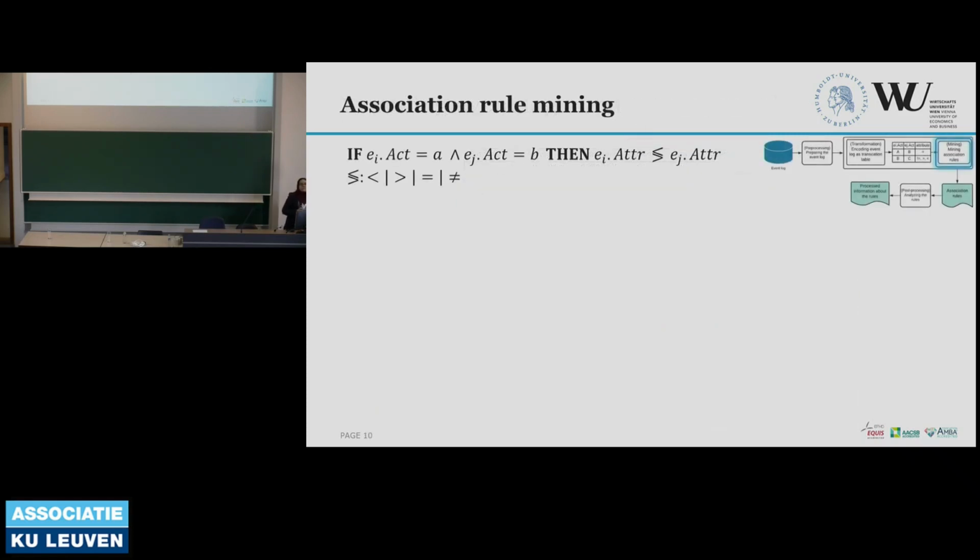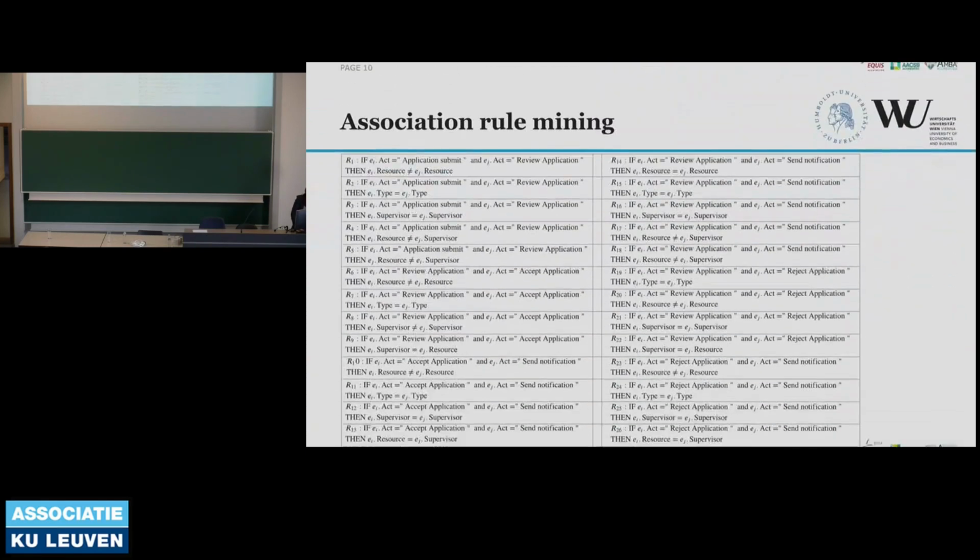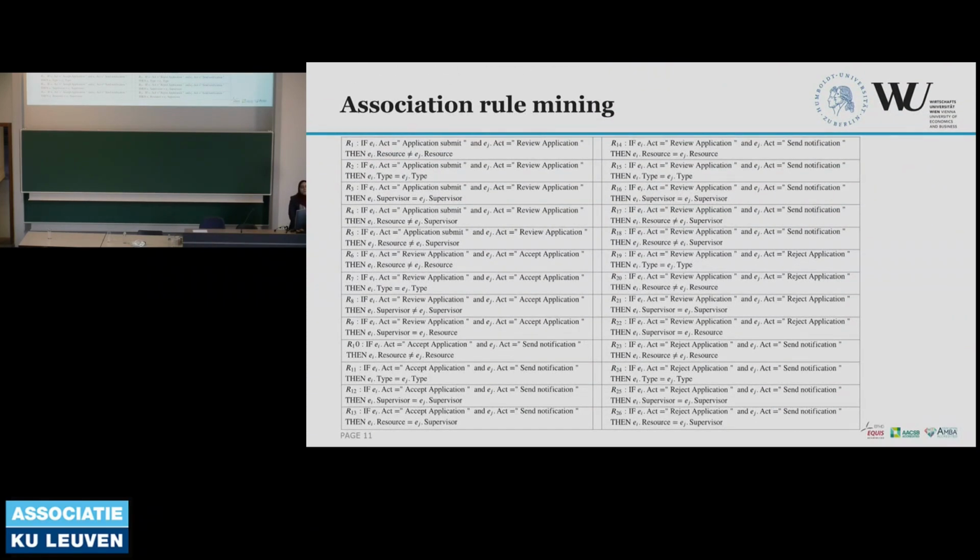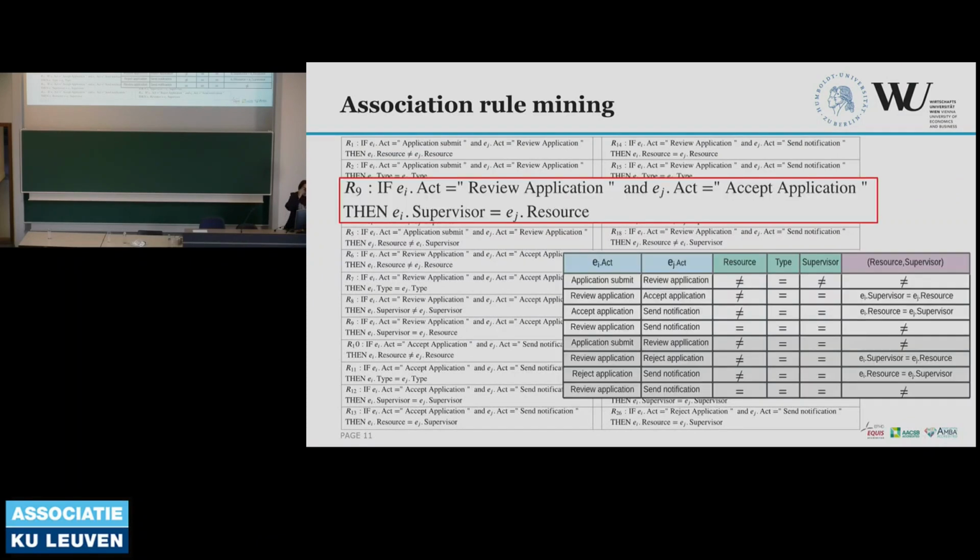We are more interested then in mining the association rules, and the rules we are interested in are the ones that maintain the control flow in the antecedent and the change over the resources or the data objects as a consequence. So from this transaction table, we generated all the possible association rules where the rule is only 3 items, as you can see. Just as an example to explain it, we have a rule to describe the relation between review application and accept application. When they're happening, they have the same supervisor and resource.